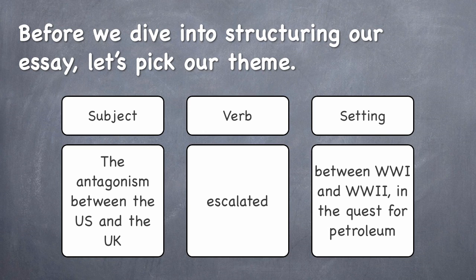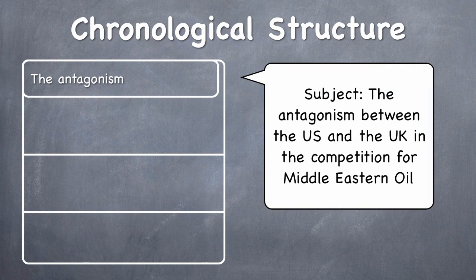Okay, so we picked our theme. The subject of our essay is the antagonism between the US and the UK in the competition for Middle Eastern oil. And we're now in the first way to structure your historical essay, which is the chronological structure. Chronological structure, in terms of time.